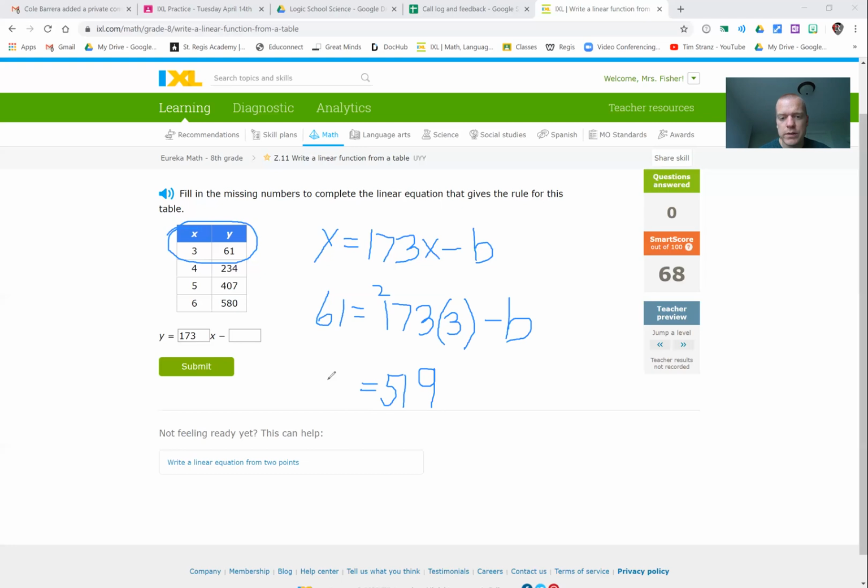So 61 equals 519 minus b. Okay, to get rid of this 519, you need to subtract it. So minus 519 means you got to do it on the other side too, though. 61 minus 519. Okay, and you are now left with 61 minus 519.